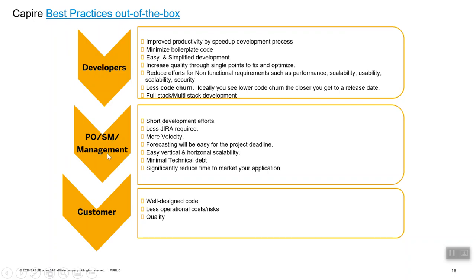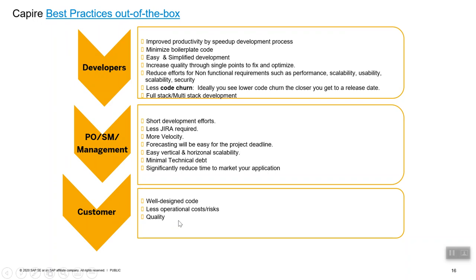Now coming to the benefits for management, scrum masters, and product owners. When the framework speeds up development, we will definitely have very few Jira tickets. With fewer Jiras, we will have shorter development cycles to deliver the product, and more velocity from the team. Forecasting will be very easy, and it is easy to scale vertically or horizontally. With a golden path of best practices, we will have very minimal technical debt. Ultimately, we can develop applications that reduce the time to market.